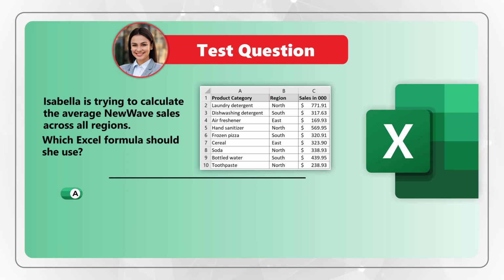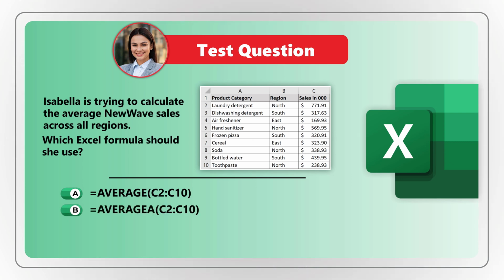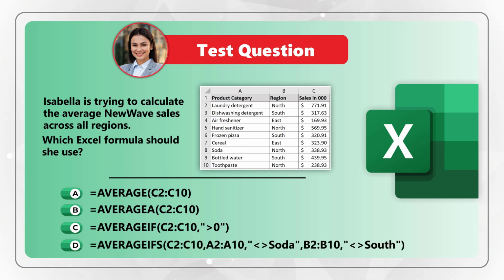Choice A, AVERAGE formula and parameters to supply C2 through C10. Choice B, AVERAGEA formula and parameters supplied are C2 through C10. Choice C, AVERAGEIF formula and the values are C2 through C10 and the second parameter is greater than 0. And last but not least is AVERAGEIFS, and then as the arguments you see the range C2 through C10, second argument is range A2 through A10, third argument is not equal to D, fourth argument B2 through B10, and the last argument is not equal to south.